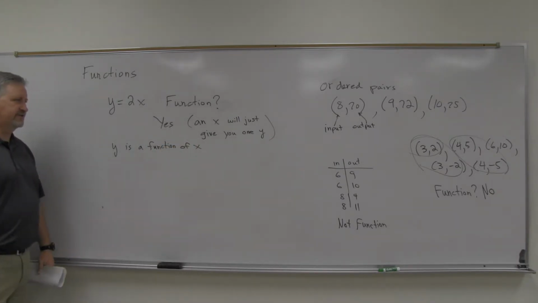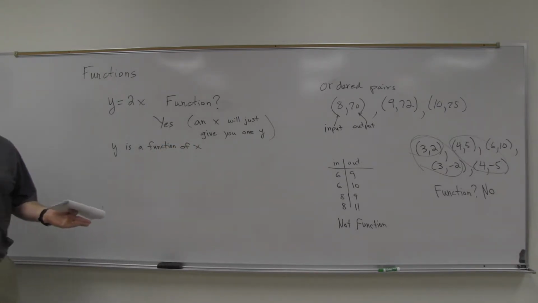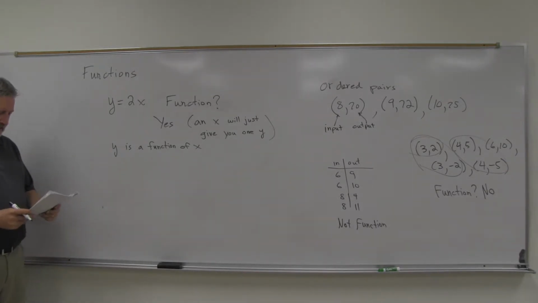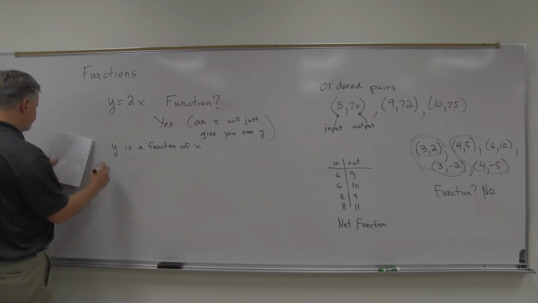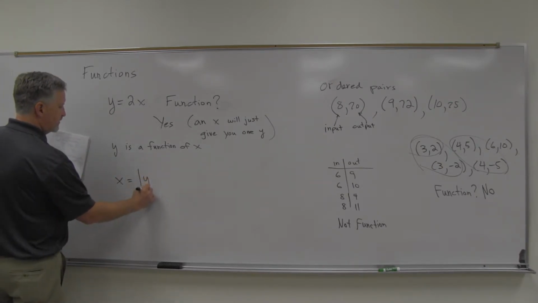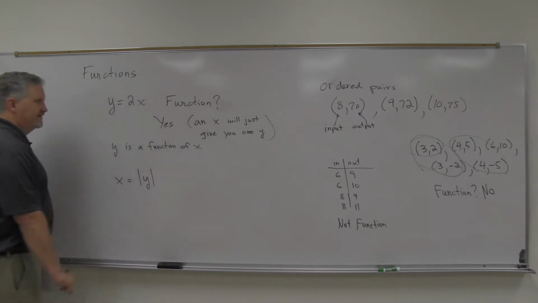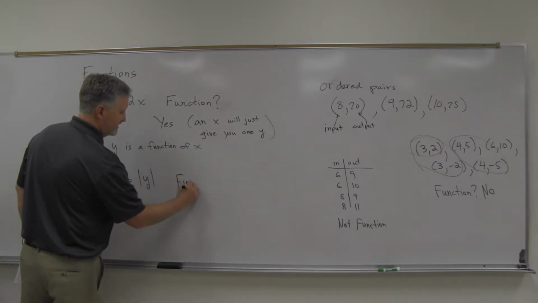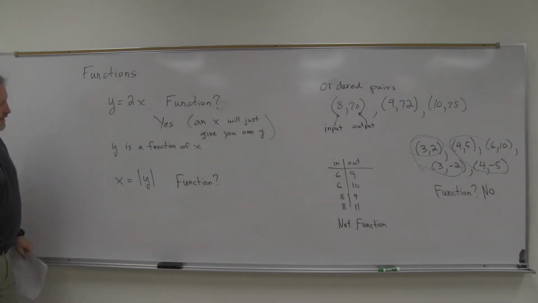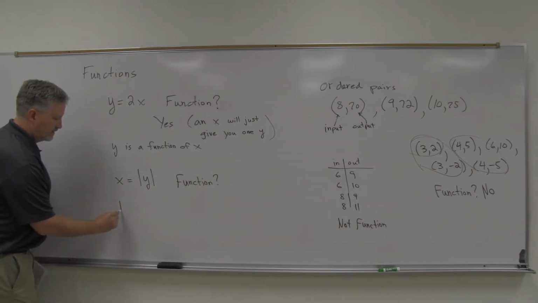Y is a function of x. And that's generally speaking the way we go with it. Okay? Now, if I had x equals the absolute value of y, do you see a problem with that? Yes. Because you could put a negative and a positive number in y and still get the same x.